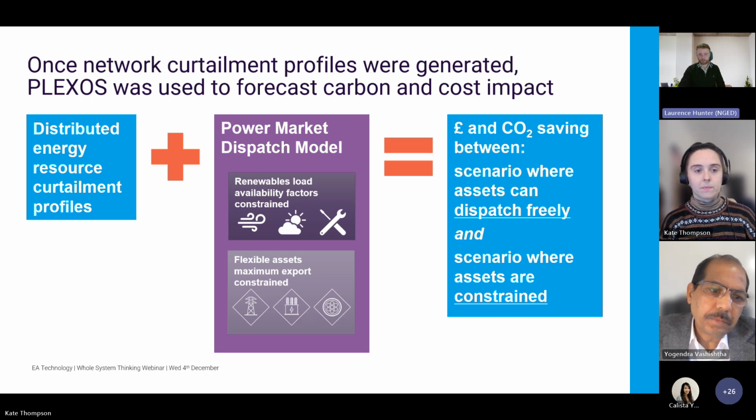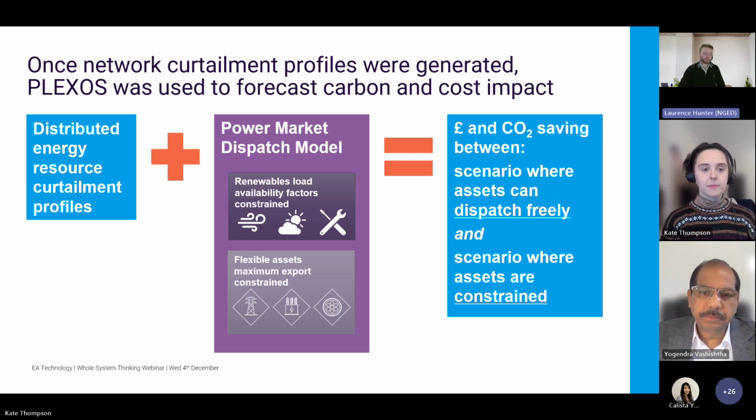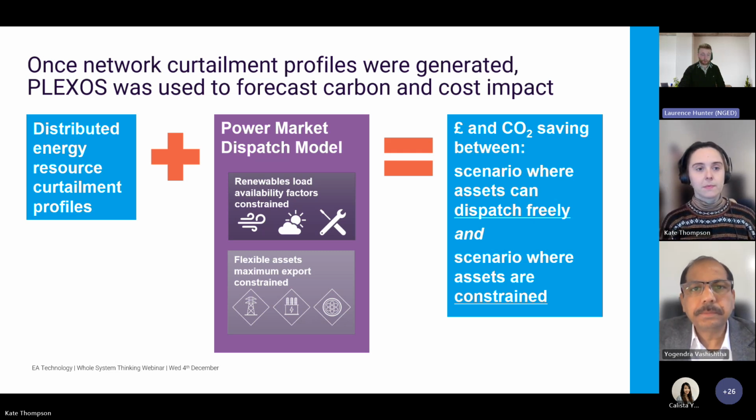We're using a model called Plexos, and it also considers other availability factors such as the weather and operational scenarios, including maintenance for key generation assets. And we also considered the flexible asset maximum export constraint scenario within that. So that's the amount of export that can be achieved in any hour period as a result of distribution network constraints. So once this was all loaded into Plexos, Baringa ran their forecasting and created 2 scenarios per forecast model.